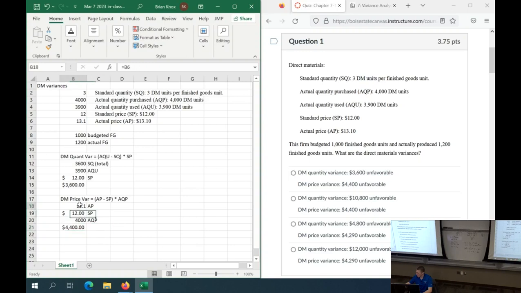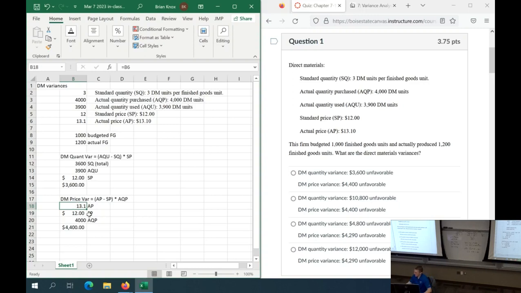And it's unfavorable because we paid $13.10 for each direct materials unit. Our standard was $12. So that's extra. That's some premium we're paying. Why do we have that premium? And yeah, we might get on the phone and they say, well, it's just the price now, like supply chain issues or lots of demand for this product now or whatever. And if they can back that up, then maybe we change the standard with some consideration and cool heads.